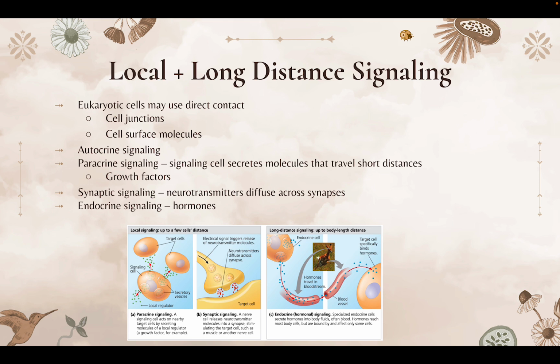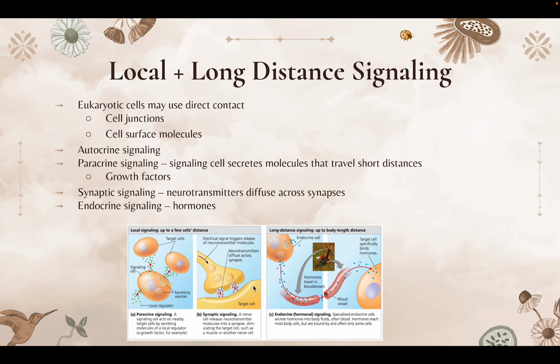We also see paracrine signaling, and this is where the signaling cell secretes molecules that travel really short distances. You see this a lot with growth factors, which are really important during, say, embryonic development. They tell things to grow, and usually growth is coordinated regionally, so that's where paracrine signaling is very useful. And then we also see synaptic signaling. This is the special case of neurotransmitters crossing synapses, which are like the little gaps between different neurons, which are brain cells.